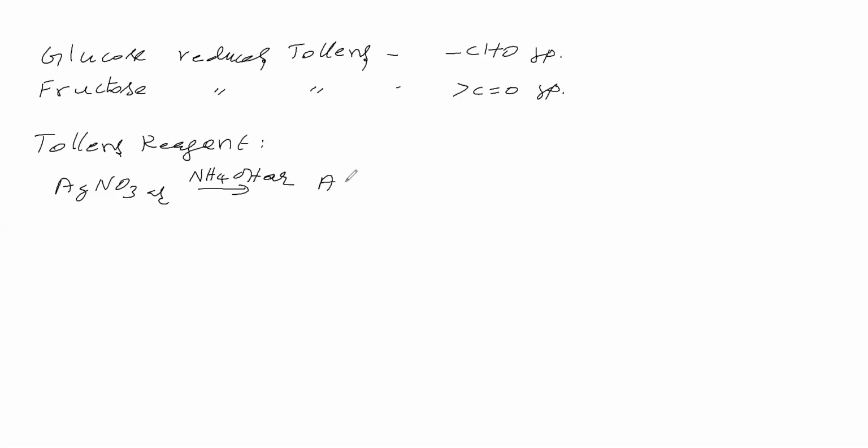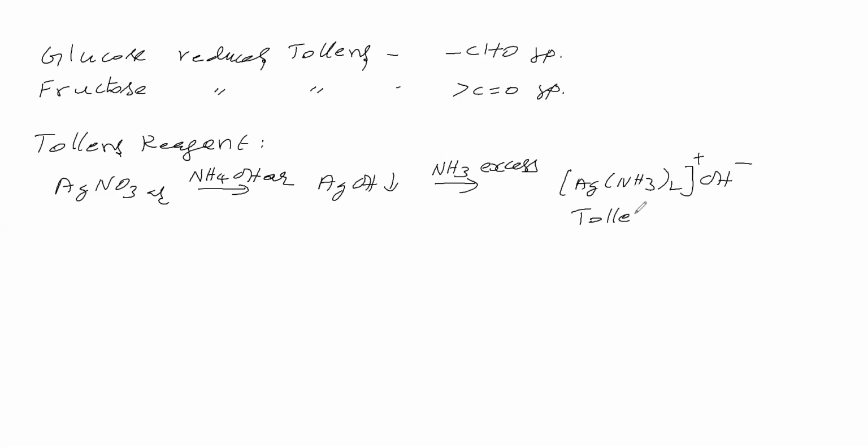What happens is silver hydroxide precipitates. Then the silver hydroxide dissolves in excess of ammonia. This is called Tollens reagent. Now, this Tollens reagent is in which medium? In the sense, it is present in basic medium.